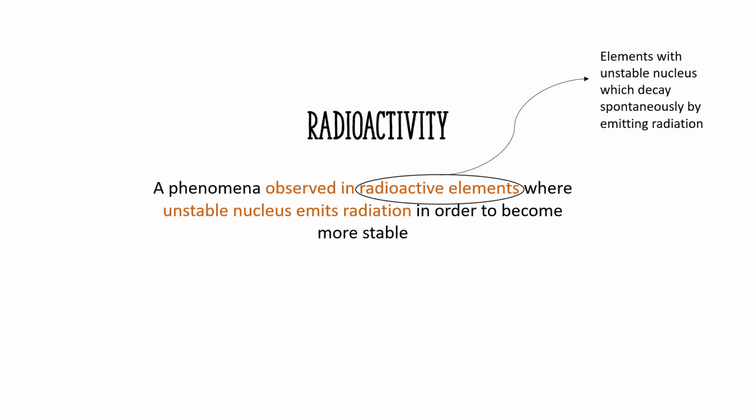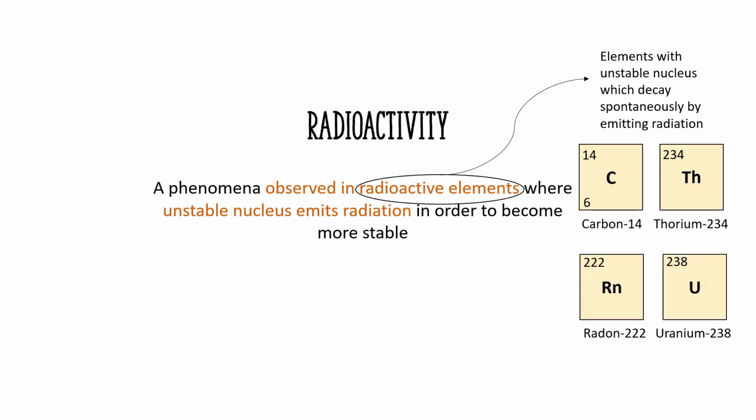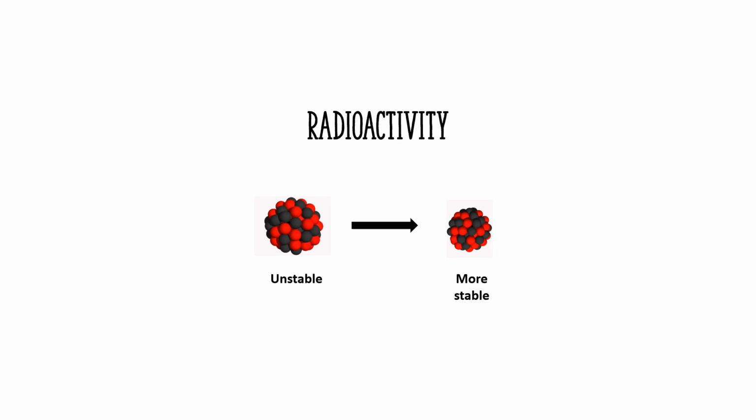Now, there are many examples of radioactive elements, and among them are carbon-14, thorium-234, radon-222, and uranium-238. Now, as we know, the nucleus in the atom of a radioactive element is unstable and decays into a more stable nucleus by emitting radioactive radiation.